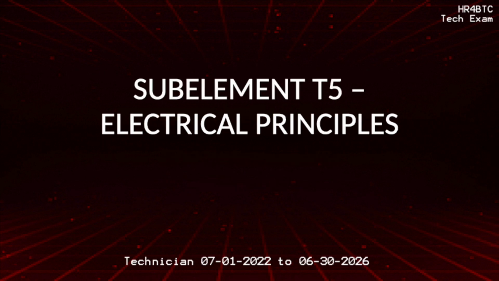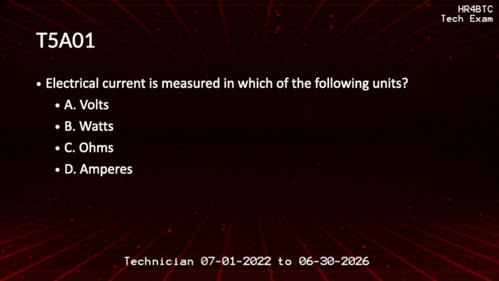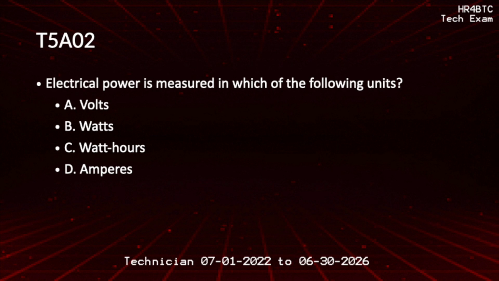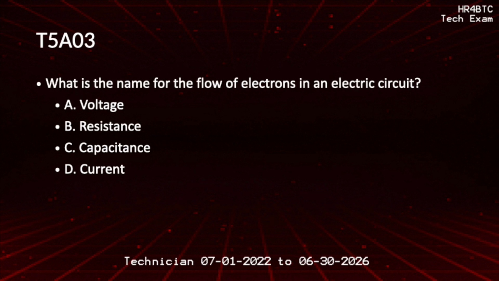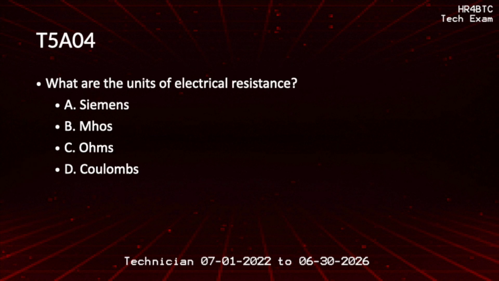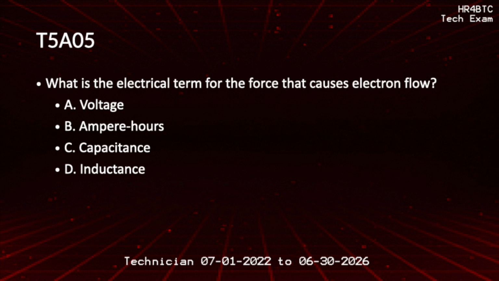Subelement T5. Electrical principles. Electrical current is measured in which of the following units? Amperes. Electrical power is measured in which of the following units? Watts. What is the name for the flow of electrons in an electric circuit? Current. What are the units of electrical resistance? Ohms.